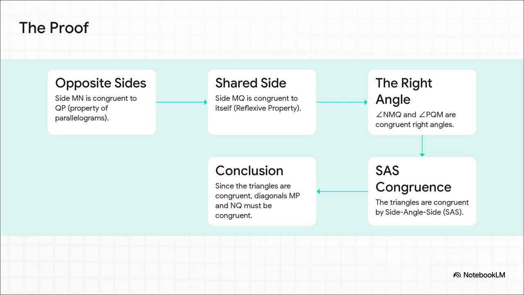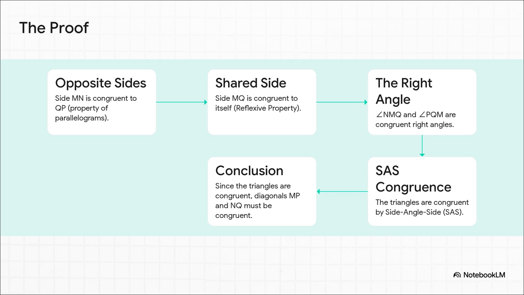We already know side MN is congruent to side QP. That's just a basic property of all parallelograms. Okay, easy enough. Next, step 2, the shared side. Notice how both of those triangles share the side MQ? Well, a line is always congruent to itself. So, check. Finally, step 3, the right angle.